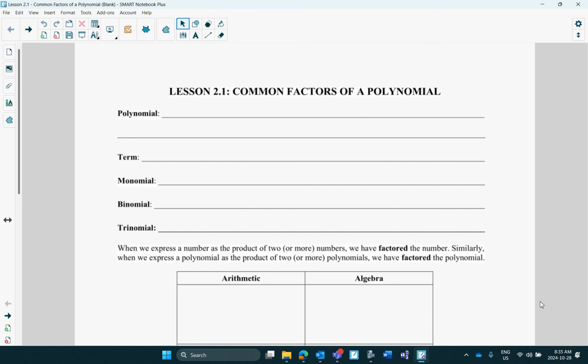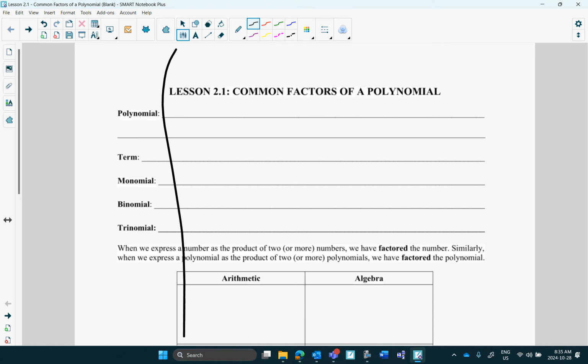So just as a review, you don't have to know the definitions of these terms, but you should understand what they mean when I refer to them.